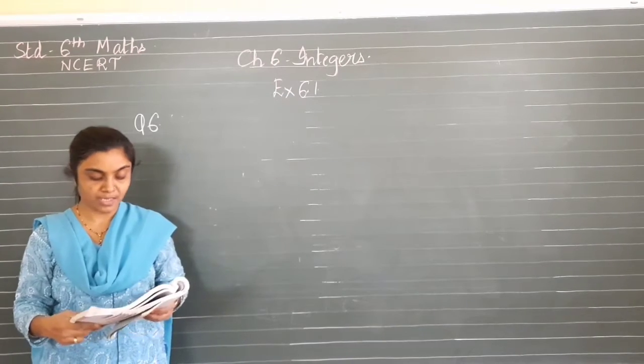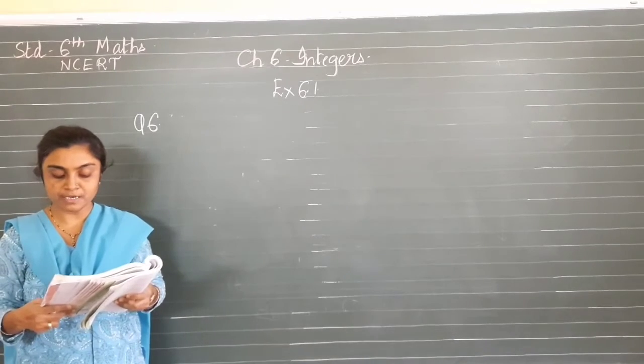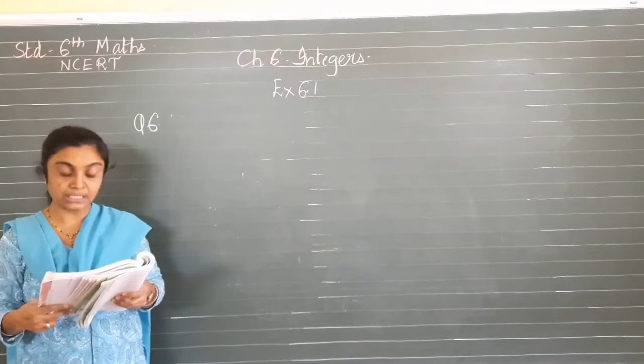The question number 6. In each of the following pairs, which number is to the right of the other on the number line?